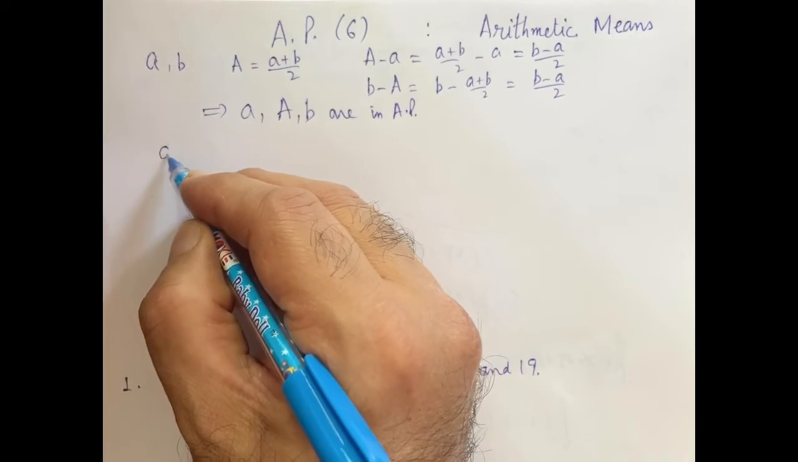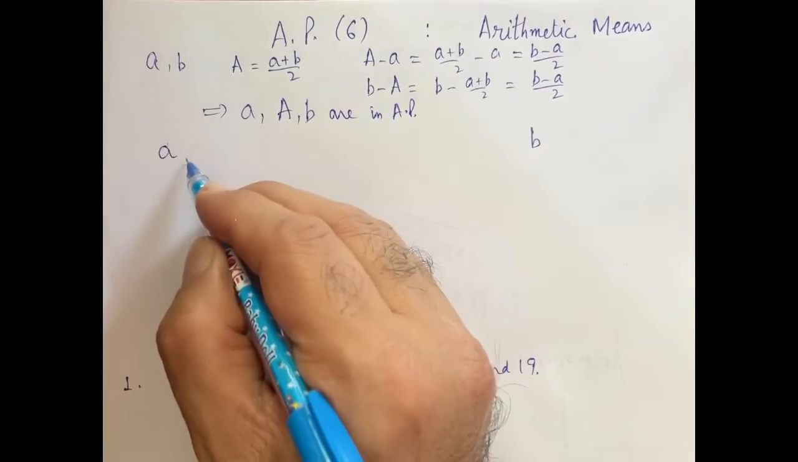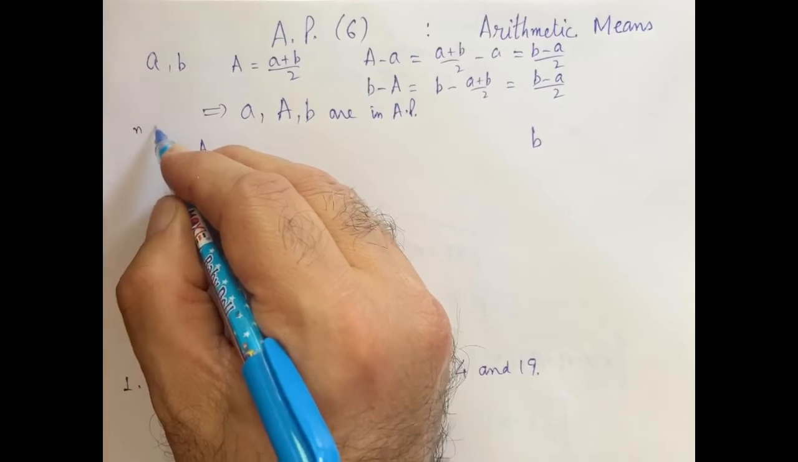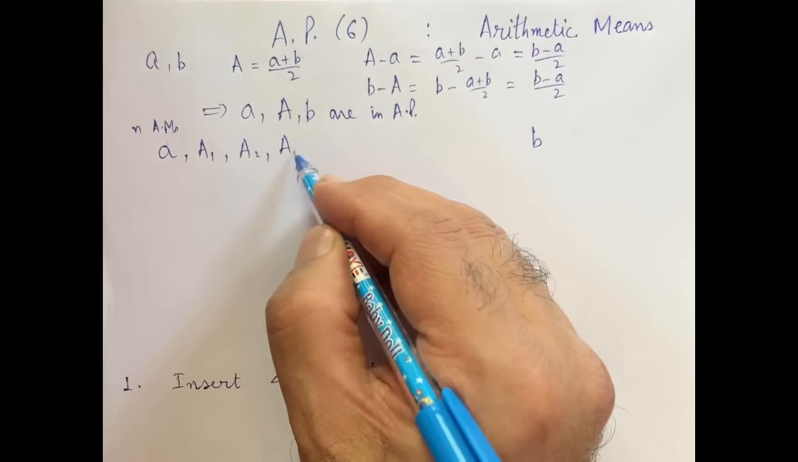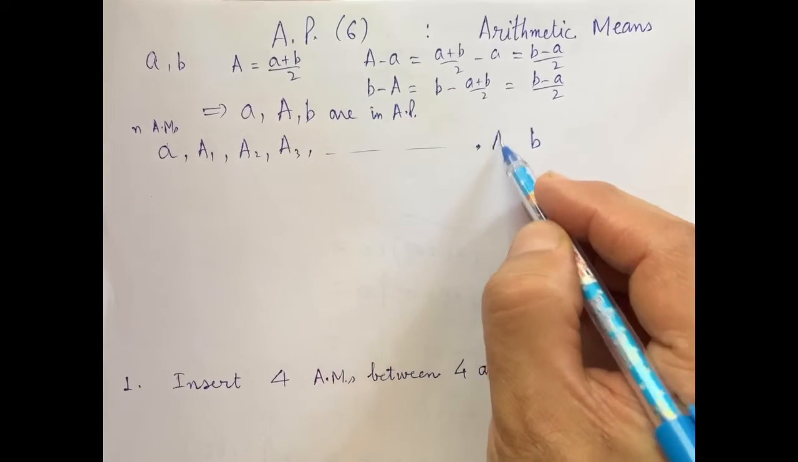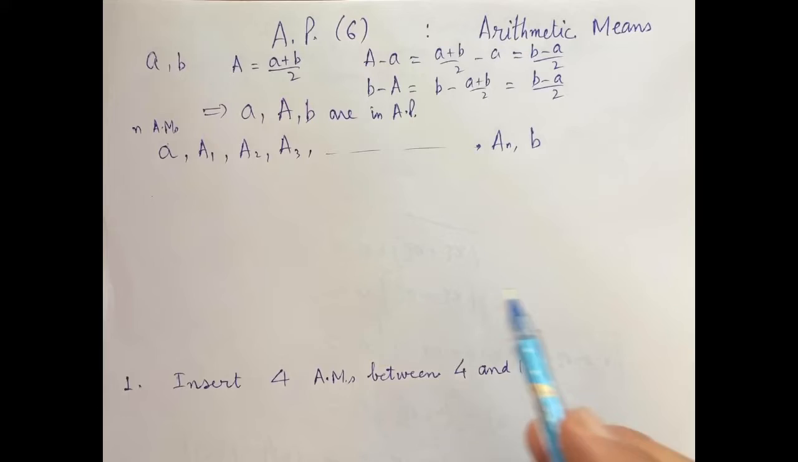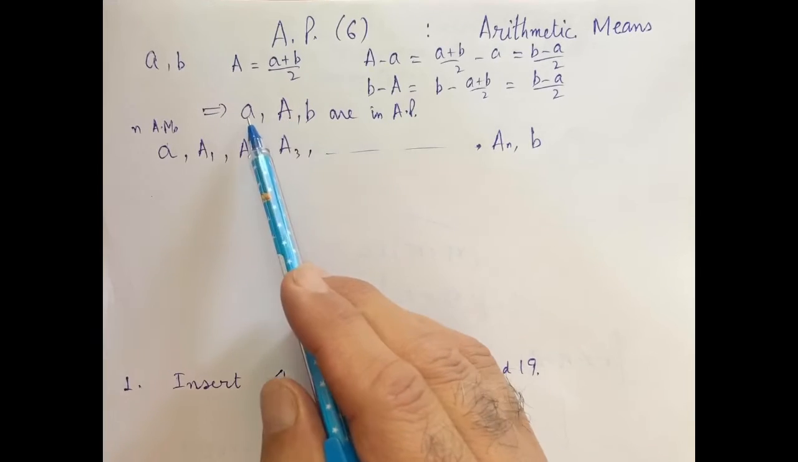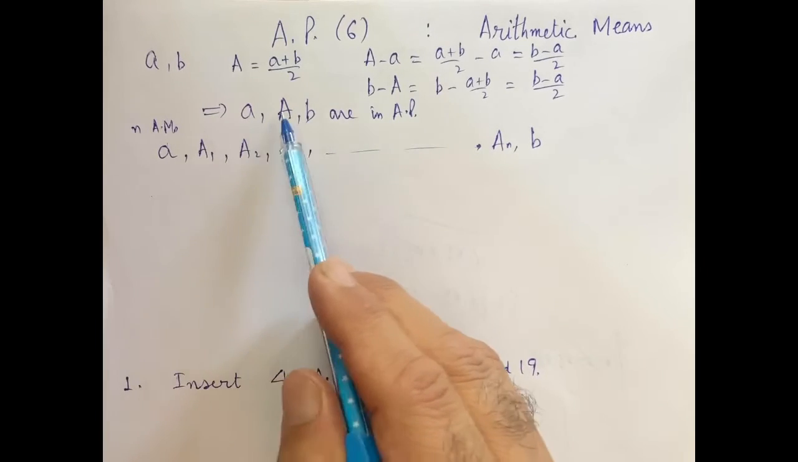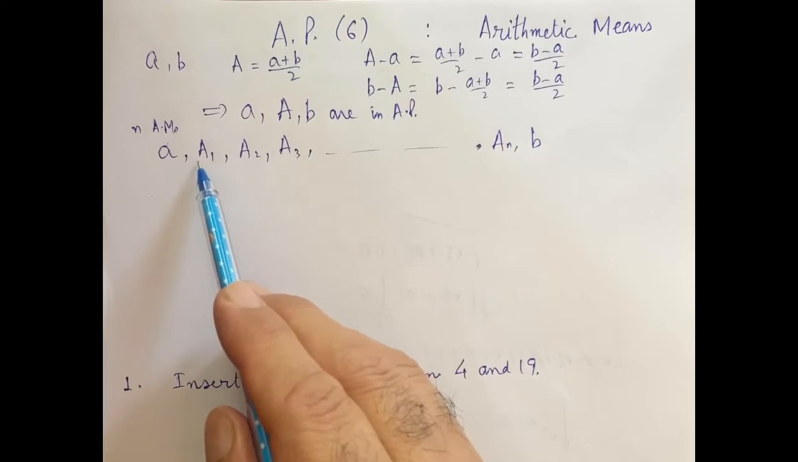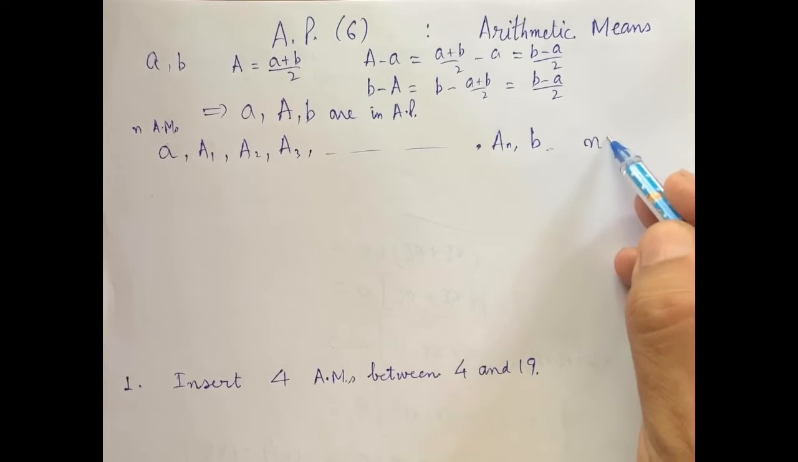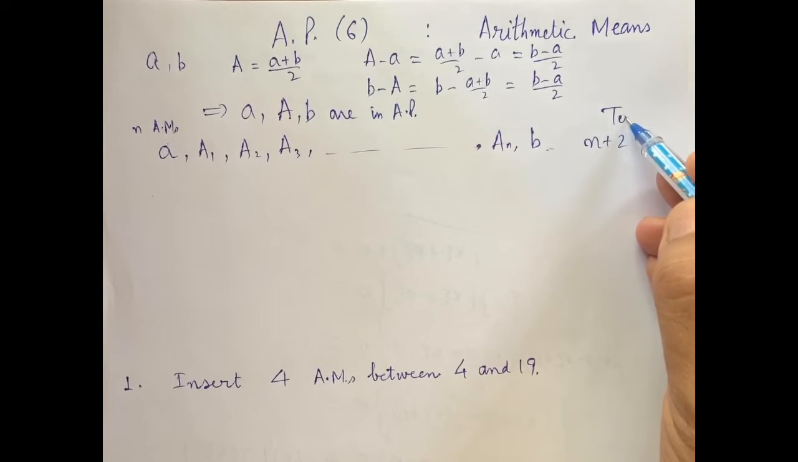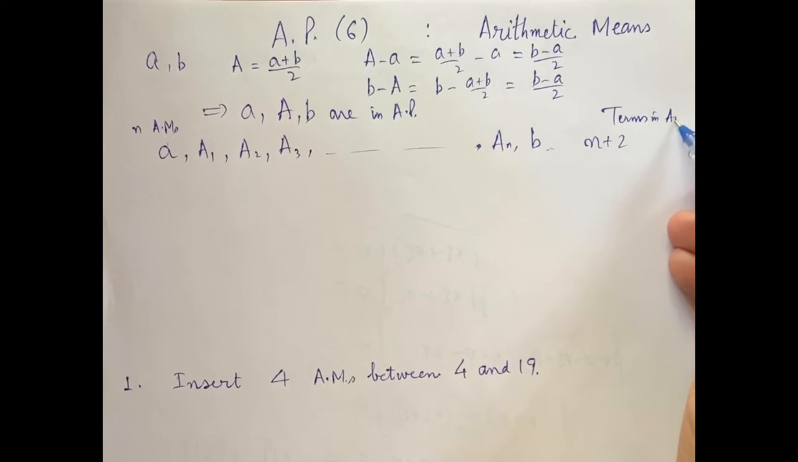Say we have a, second number is b, and we insert n arithmetic means, let's say a1, a2, a3 and so on till an. So if one arithmetic mean is inserted between a and b, this is an AP. If n arithmetic means are inserted, this will be an AP. So there are n plus 2 terms. These are terms in AP.